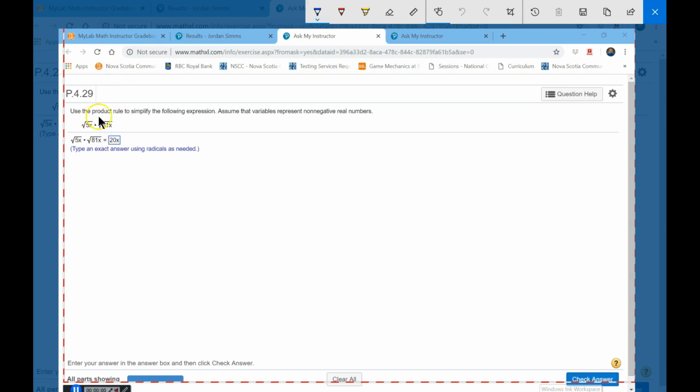And the reason why we're asked to use the product rule is because if we look at this, the square root of 5 is an irrational number, right? And it's a decimal that goes forever. The square root of x is irrational. The square root of 81 is a perfect square, that's 9, but then we have this other x here. So what can we really do besides just taking the square root of 81?